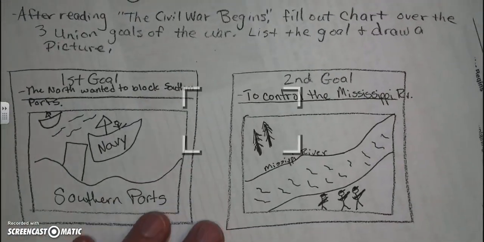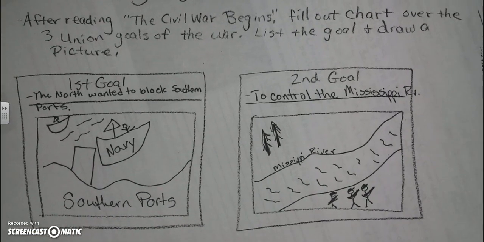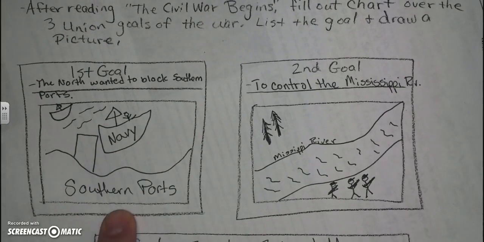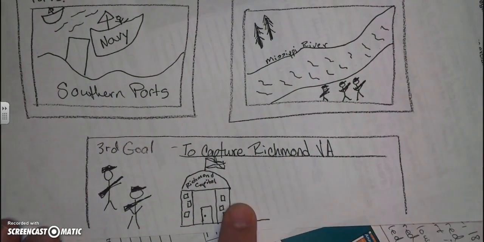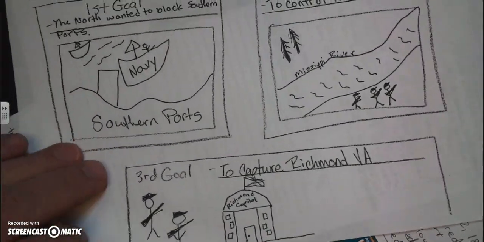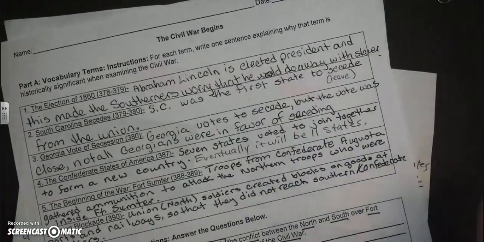We then drew the 3 Union goals. The first goal, again, the North wanted to block Southern ports. Second, to control the Mississippi River. And third, to capture Richmond, Virginia. We then looked at some things that led up to the Civil War.